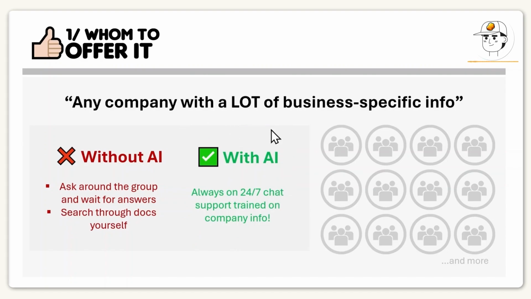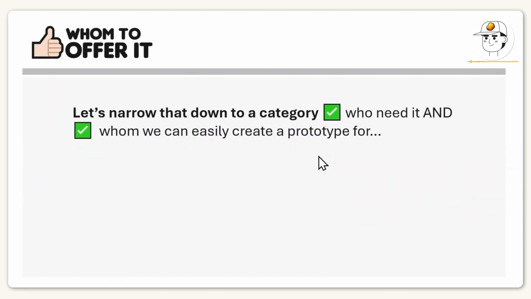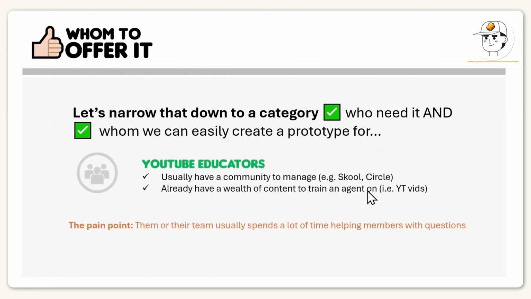But obviously that is still quite broad. So to narrow that down further, what we basically need is a category of customers who, number 1, need it, and number 2, whom we can easily create a prototype for. And for this tutorial, what we'll be focusing on are YouTube educators, because for these people, they usually have a community to manage either through platforms like School or Circle.